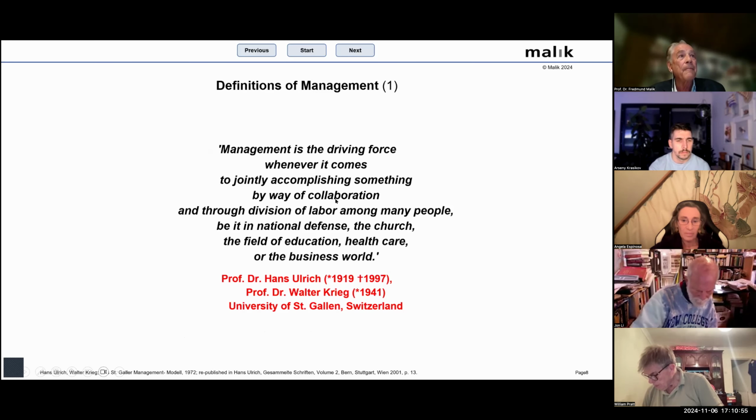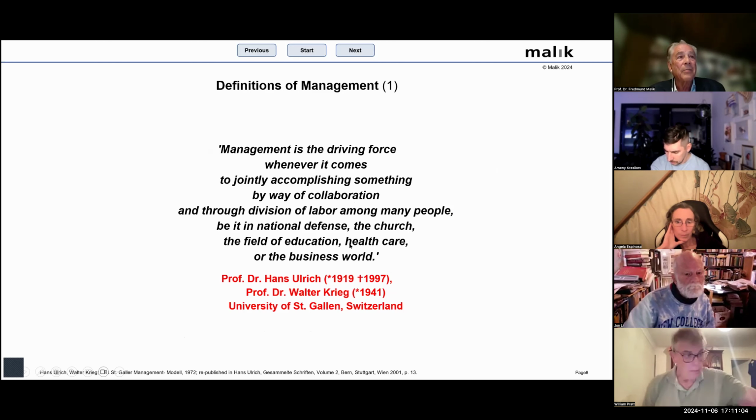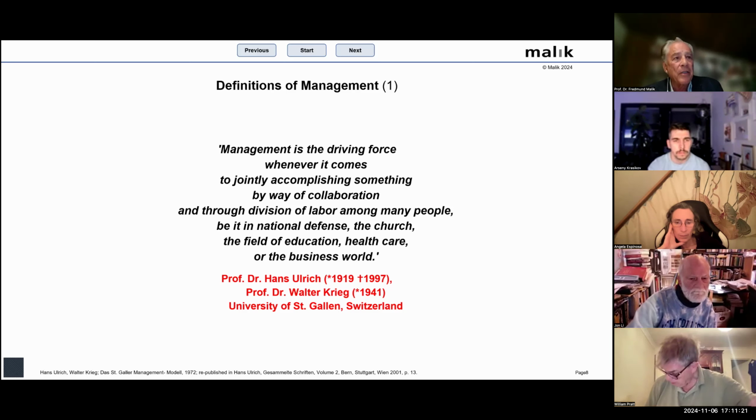Now I go further. Definitions of management. Management is the driving force whenever it comes to jointly accomplishing something by way of collaboration and through division of labor among people, many people, be it in national defense, the church, the field of education, healthcare, and of course, mostly seen in the business world.